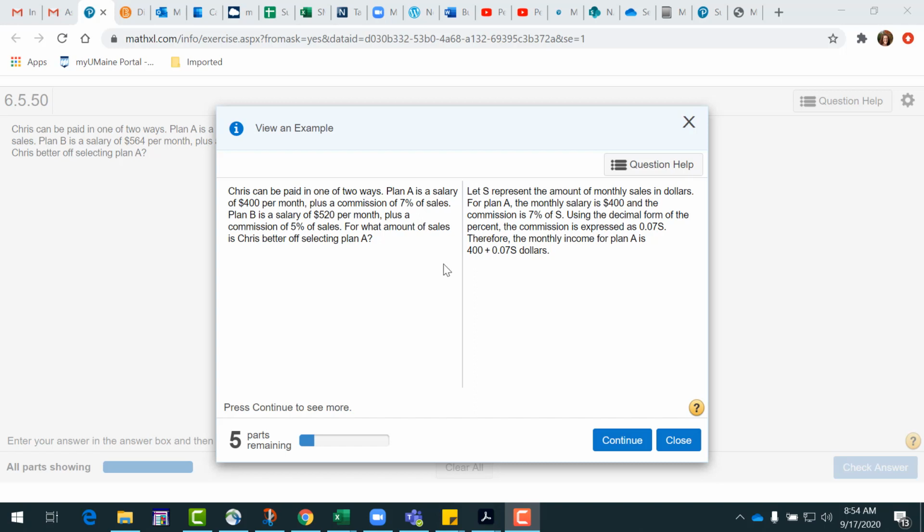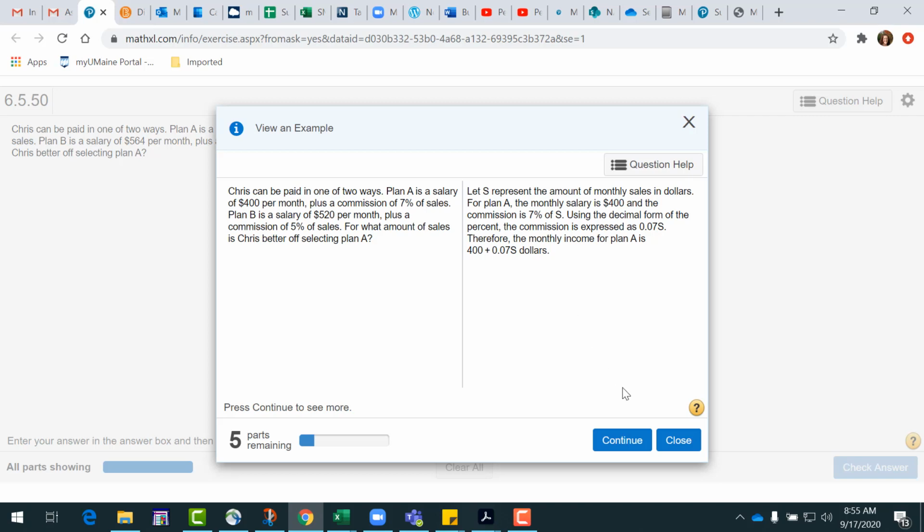So the example that they show, they use S to represent the monthly sales in dollars. When you're talking about 7%, remember that that's 7 out of 100, or 0.07, or 7 hundredths. So we would use 0.07 times S to represent 7% of however much he makes in sales. So for plan A, it would be 400 plus 0.07 times S. For plan B, it would be 520 plus 0.05 times S.